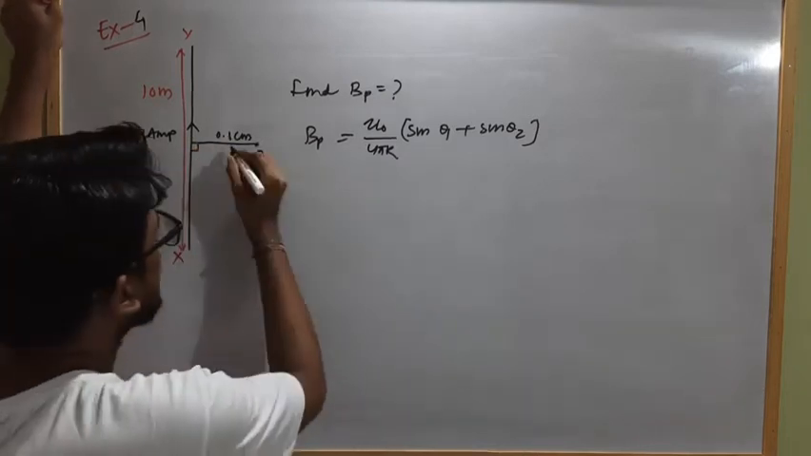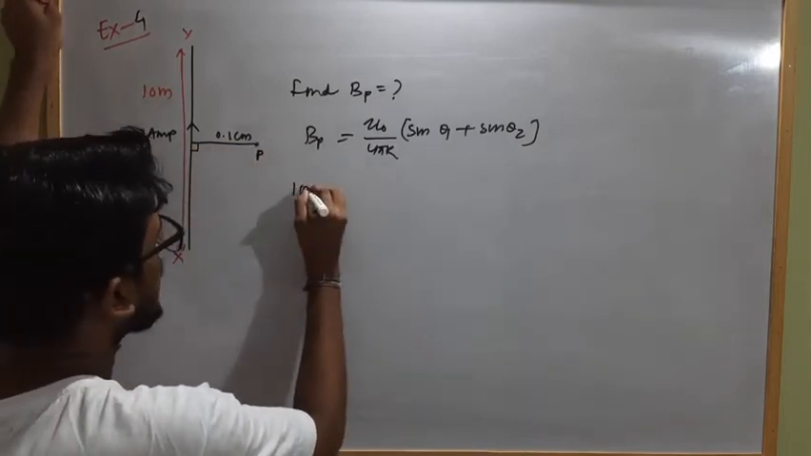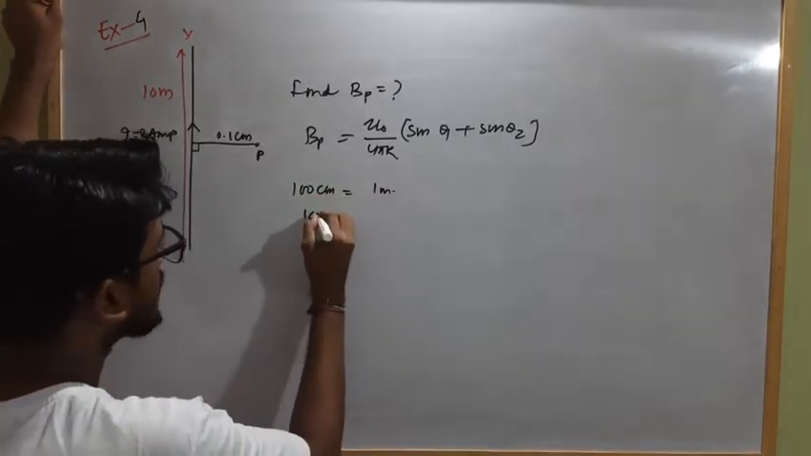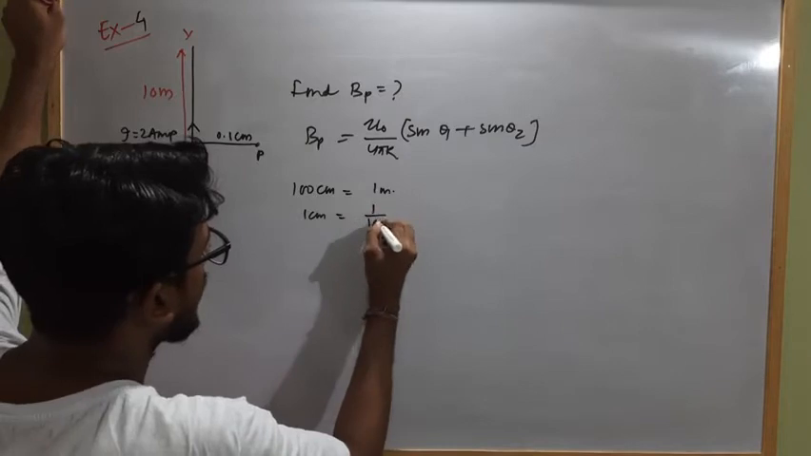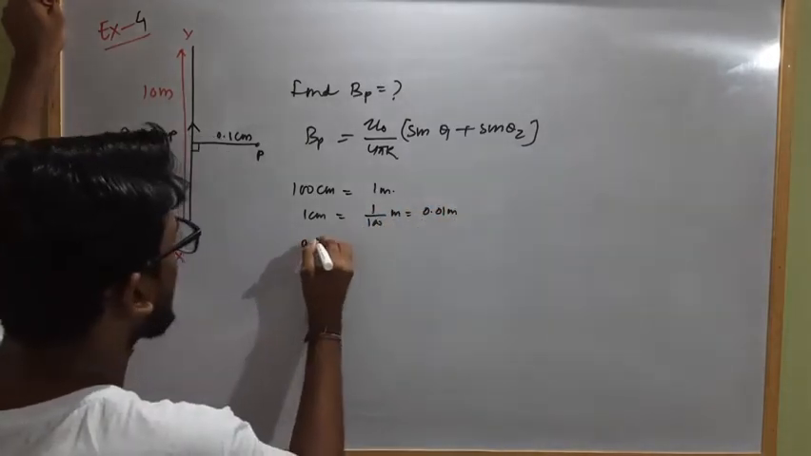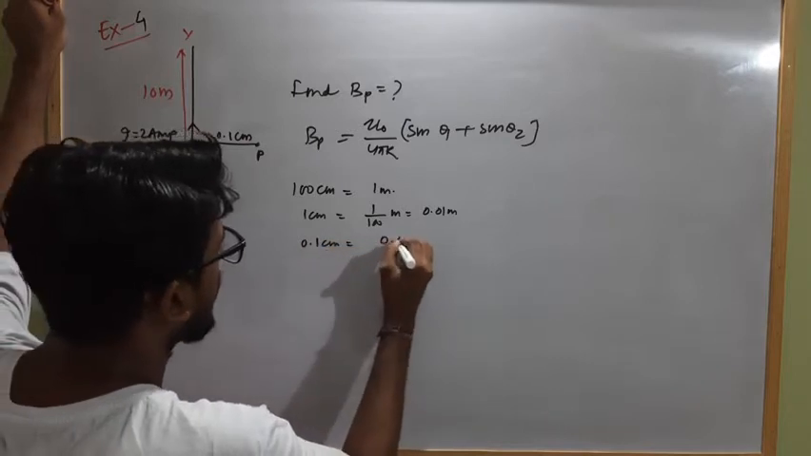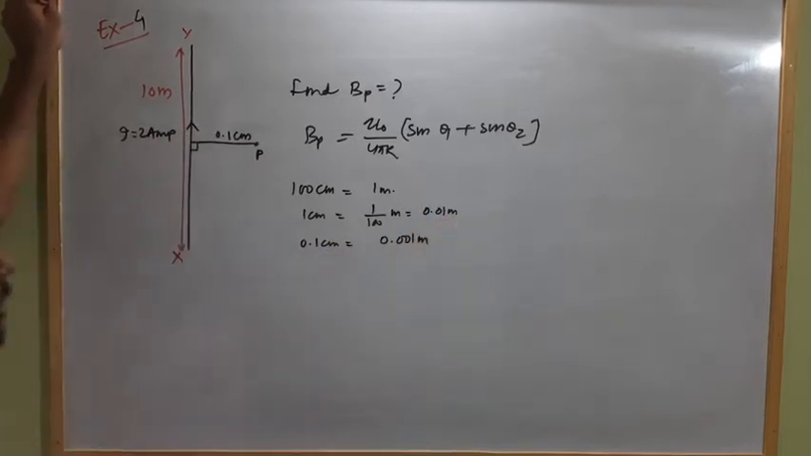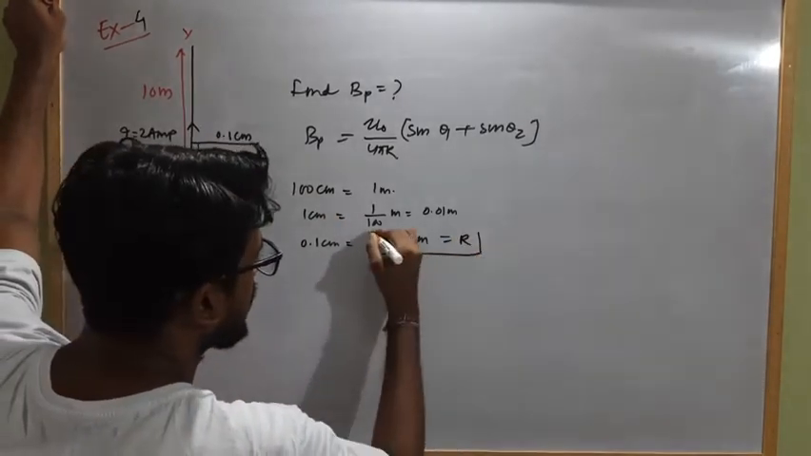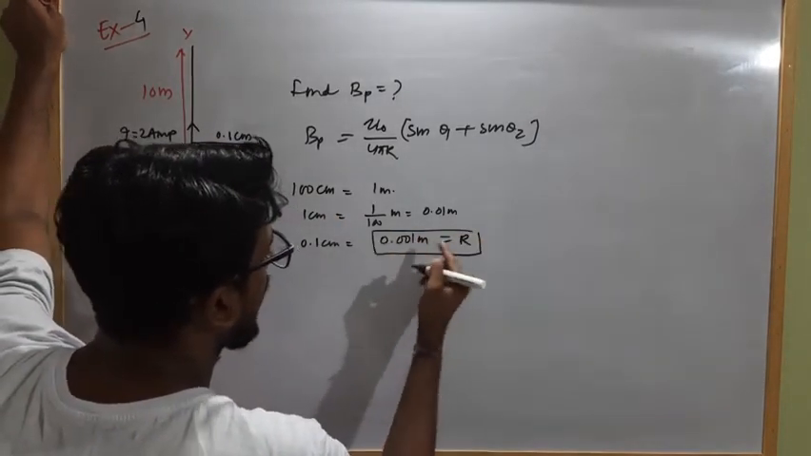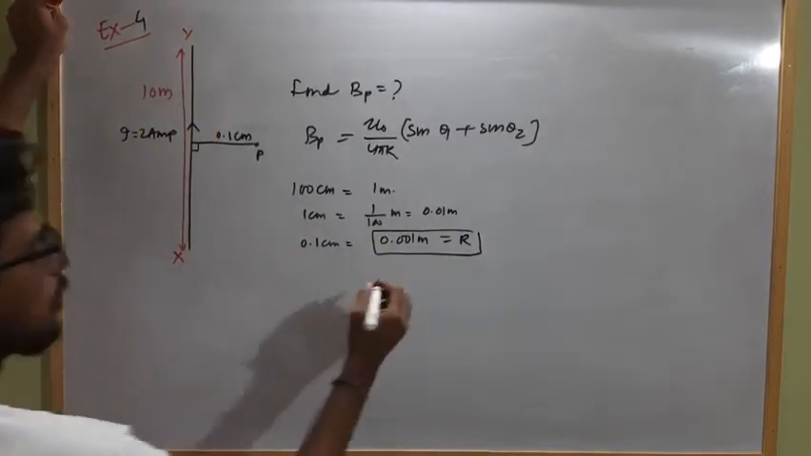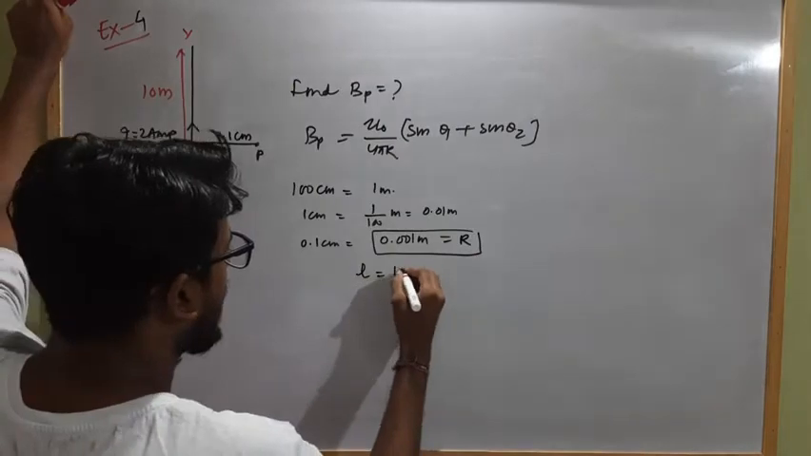That means 0.1 centimeter. As we know, 100 centimeter equal to 1 meter. So 1 centimeter equal to 1 by 100 meter, that means 0.01 meter. So 0.1 centimeter equal to 0.001 meter. Clear? And this is the value of r, which is equal to 0.001 meter, and the length of the conductor is 10 meter.